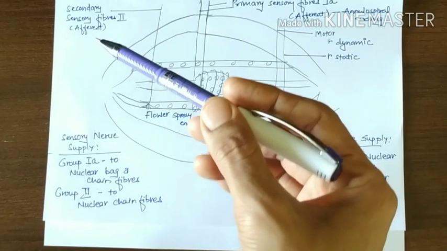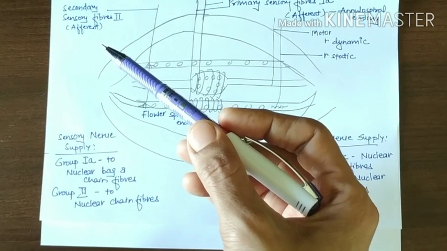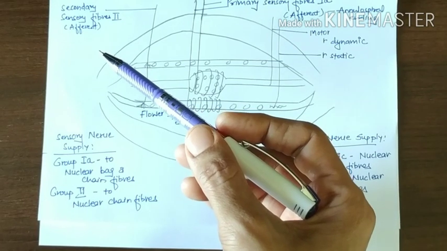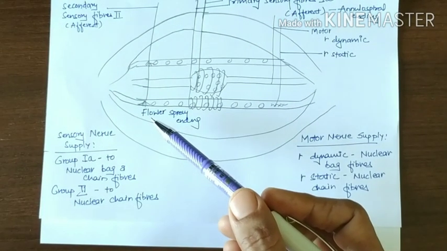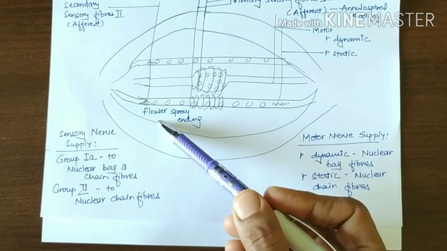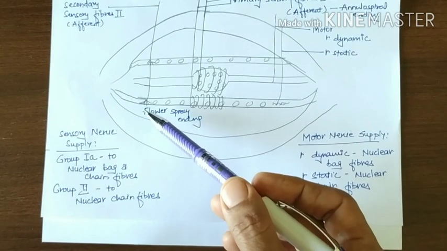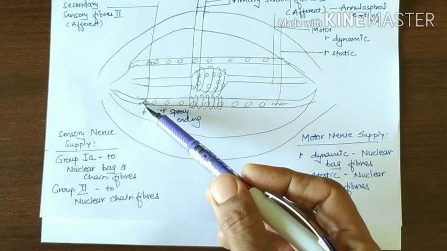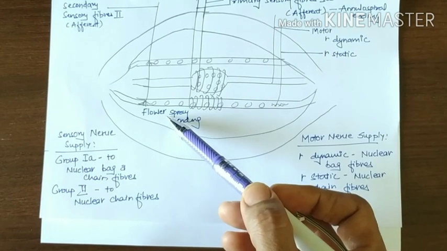Now, the second variety of fibers are secondary sensory fibers or type 2 fibers. These fibers supply mainly nuclear chain fibers. Their endings are like a flower, and therefore they are known as flower spray endings.